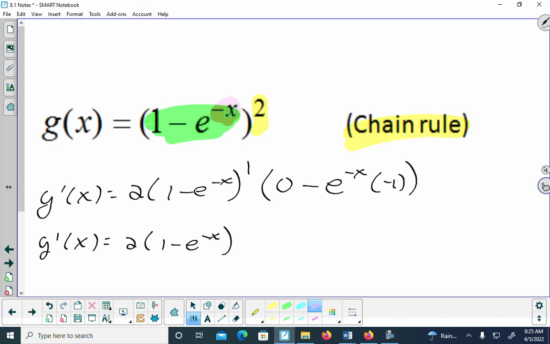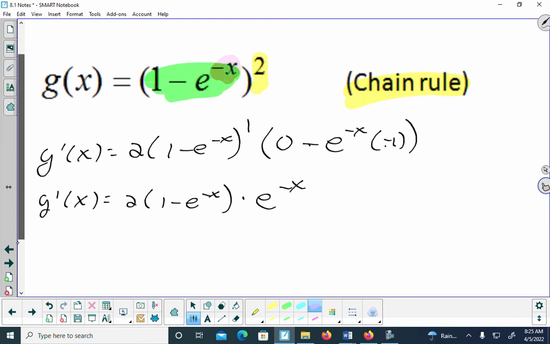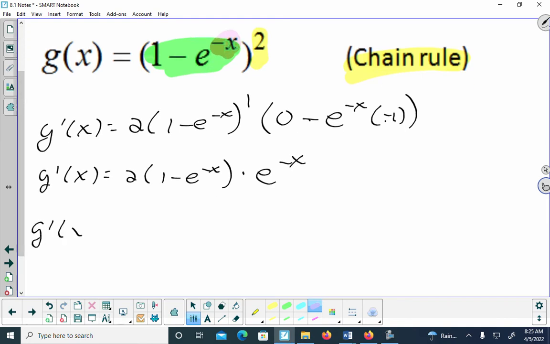I'm not going to write that 1 anymore. And then this negative times a negative will be a positive. So this will be times e to the negative x. Just to make it look a little bit neater, I'm going to bring that e to the negative x up in front. 2 times e to the negative x times 1 minus e to the negative x. No need to distribute. I'm just going to leave it like that.